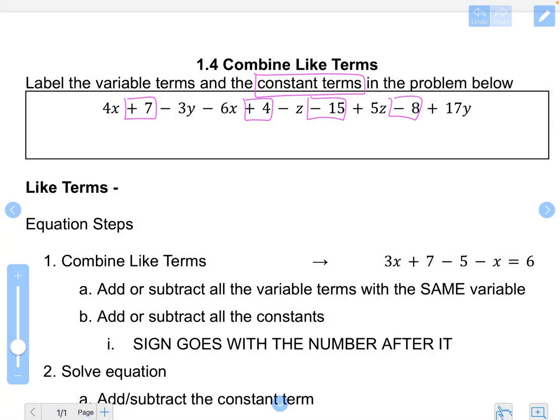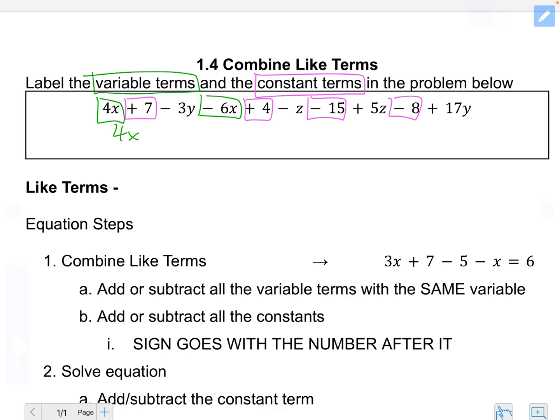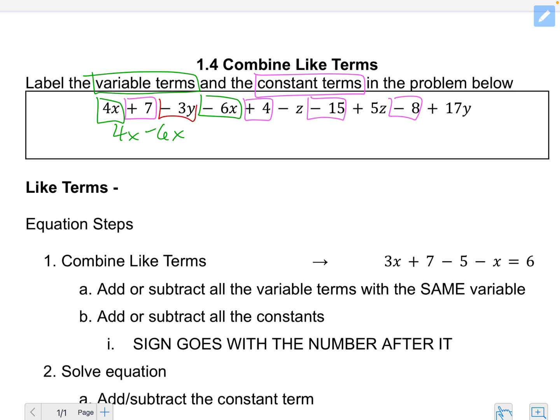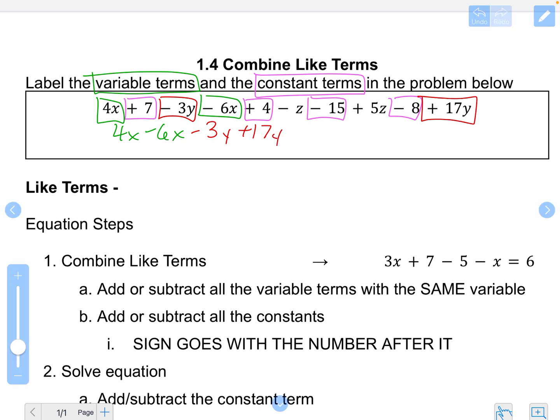Now we're going to talk about our variable terms. So I'm going to group our variable terms based on the variable. So I'm going to put 4x next to the other x term, which is negative 6x. And then I'm going to put 3y, negative 3y, next to my other y, which is a positive 17y.